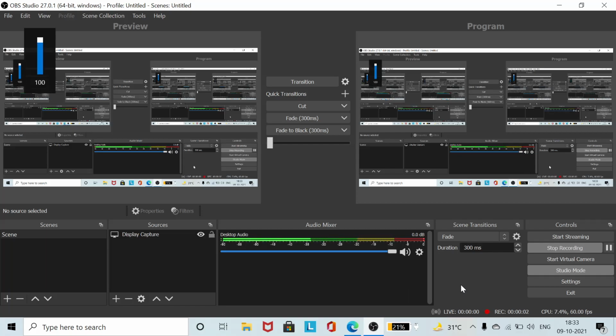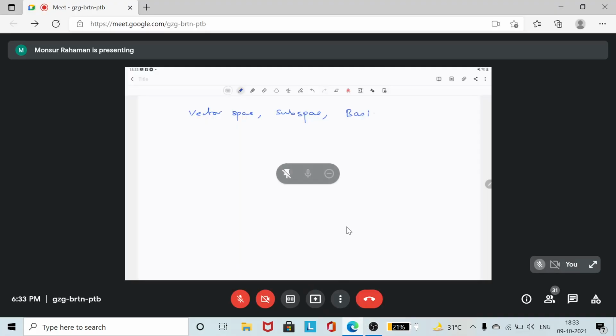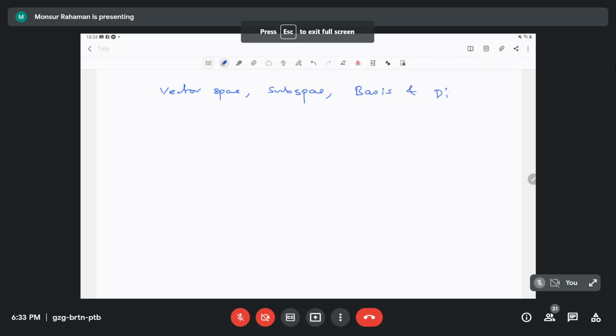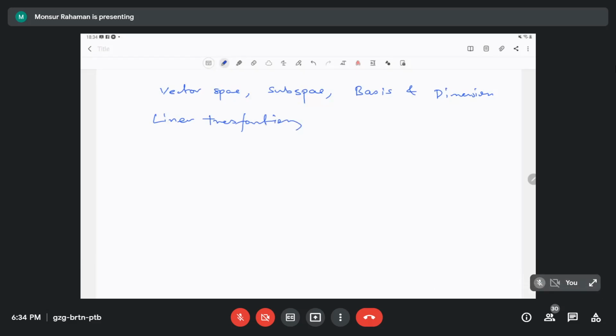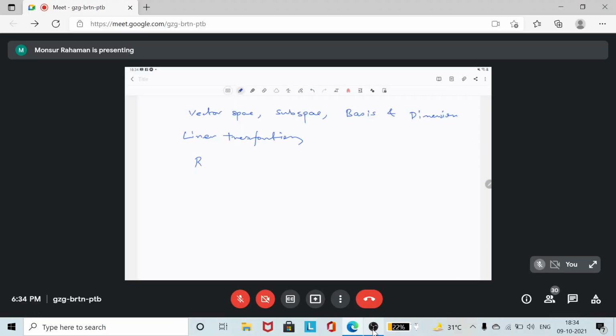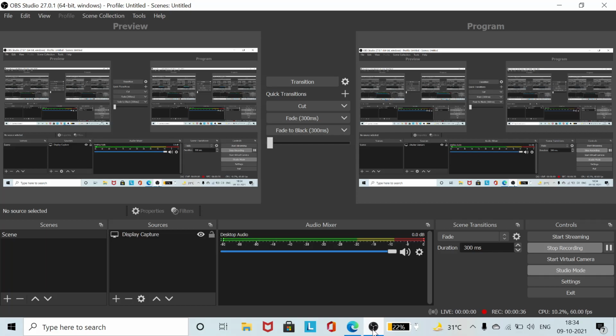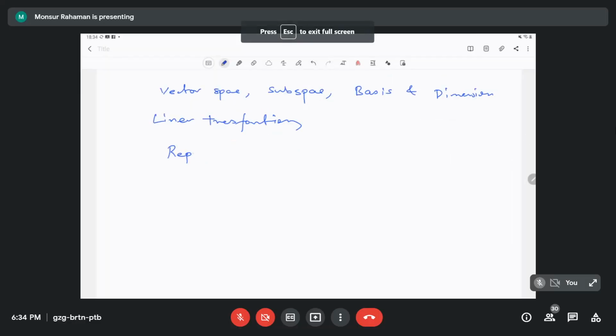उसके बाद आता है सबस्पेस and dimension, linear transformation, representation of linear transformation. ये वाला हल्का सा एक दिन बोले थे एक बार, by matrices. Of linear transformation.